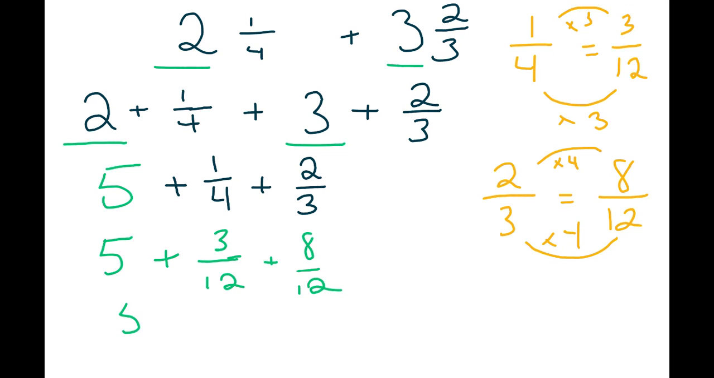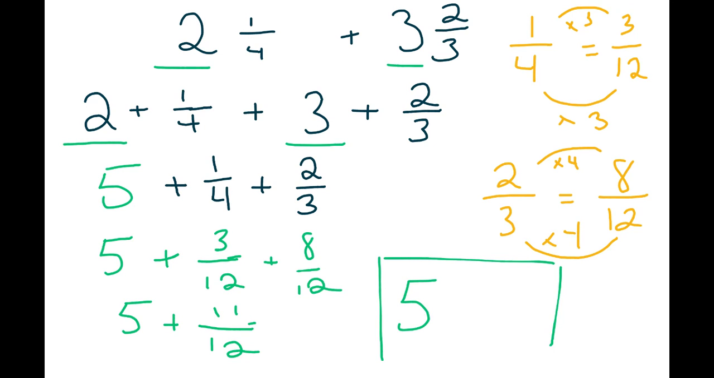So now that I have everything with a common denominator, I can add all of those pieces together. So I still have this 5. When I'm adding fractions, I'm going straight across and I'm leaving the denominator the same. So I have 3 plus 8, which is 11 over 12. So my final answer, and I'll put it in this little box right here, is going to be 5 and 11/12.